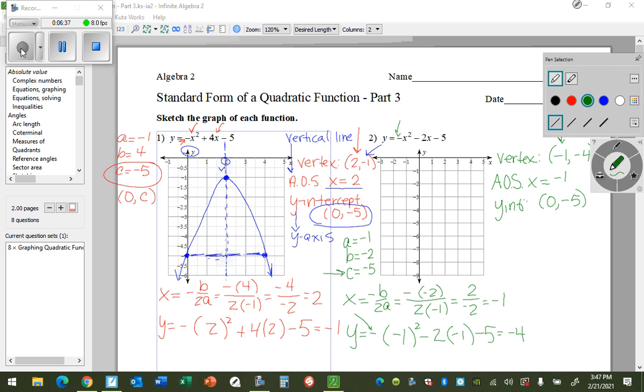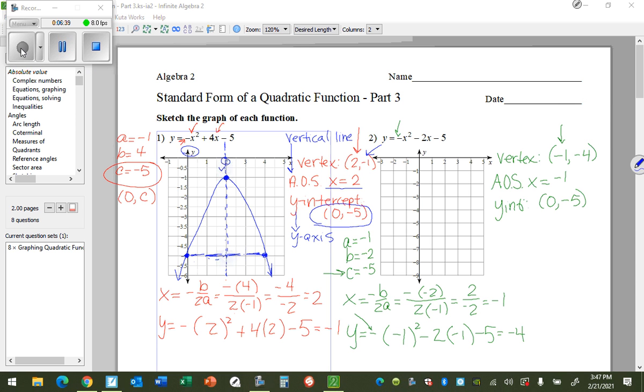I'm going to change our color real fast so we can graph. We're going to go ahead and graph our axis of symmetry first. We're going to graph this by making a vertical line through negative 1. So we go to negative 1 on the x-axis and make a vertical line. My vertex should be on that line, so I'll plot that point, negative 1, negative 4. It should be on my dotted line.